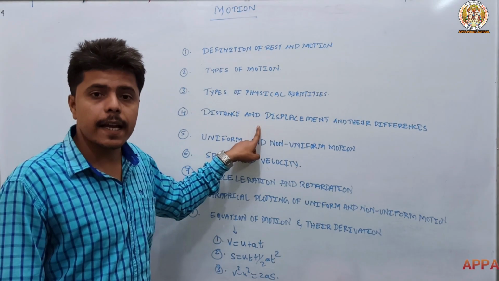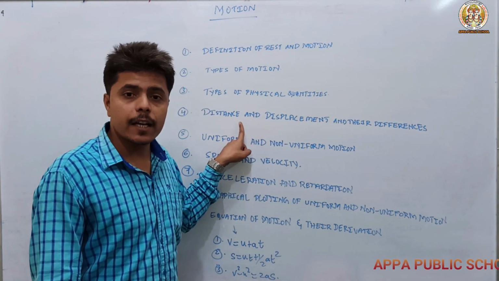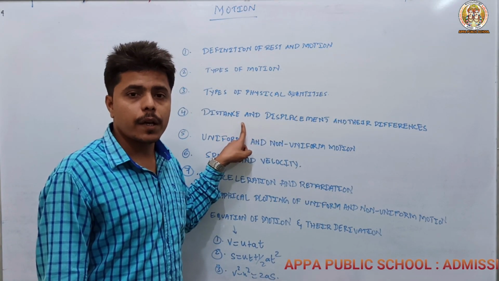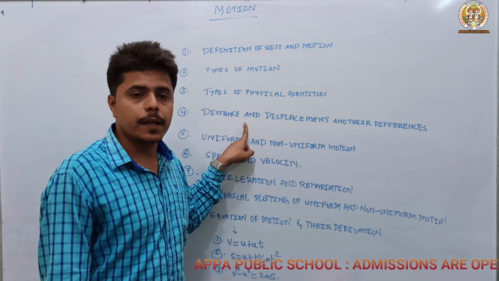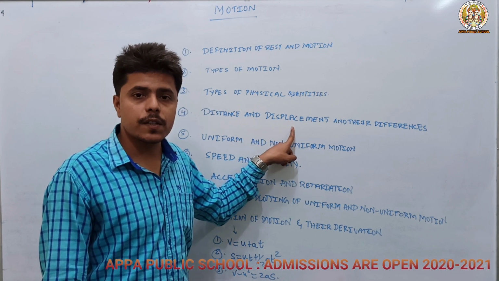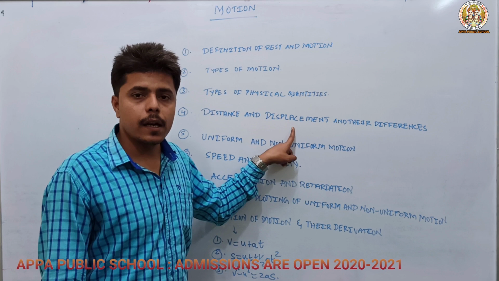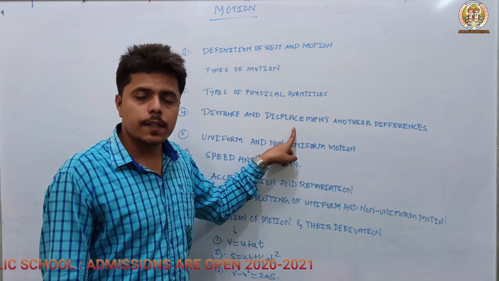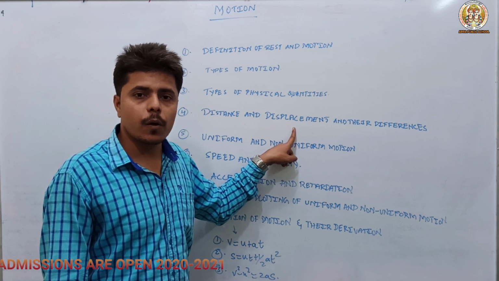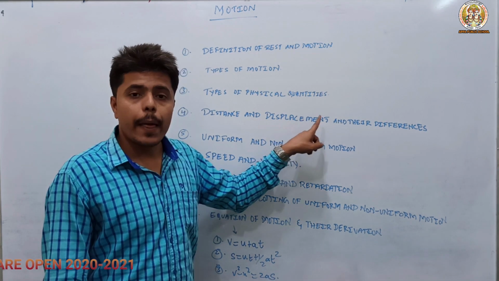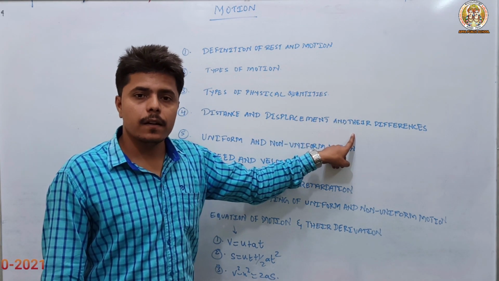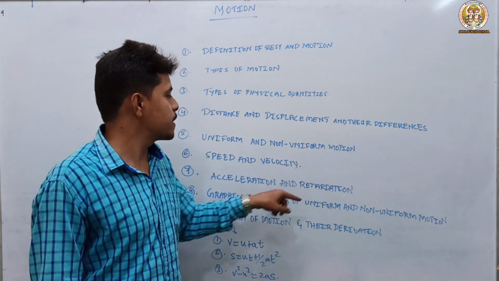Next is distance and displacement. Distance means the actual path traveled by a body. The SI unit of distance is meter. Displacement means the shortest distance between initial and final position. We are going to see in detail the difference between distance and displacement.